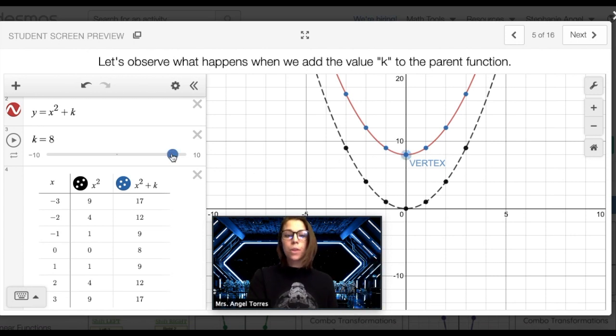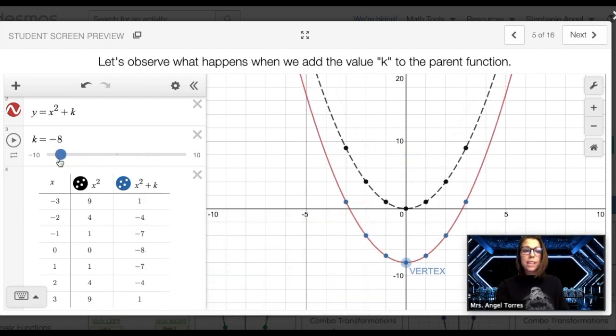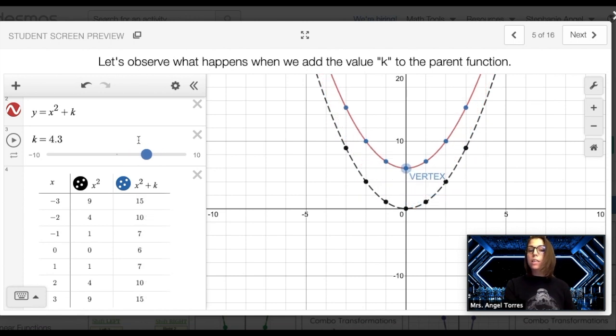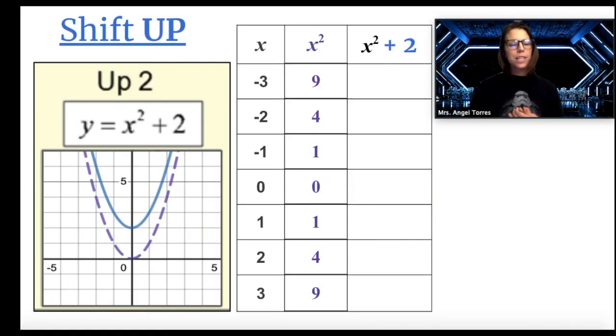What happens if I go the other direction? As I start to go into the negative values, you can see that my graph is starting to shift down. Each of my points is now directly below the points in the parent function, and I've now subtracted 8 from each of my outputs. So as you add something on to your parent function, it's going to shift your graph up or down along the same vertical line. Let's practice doing one of these vertical shifts.